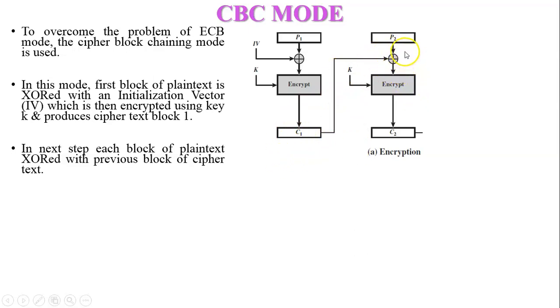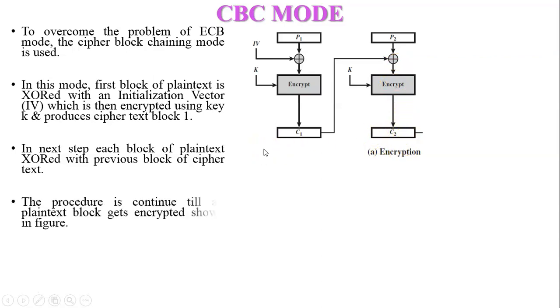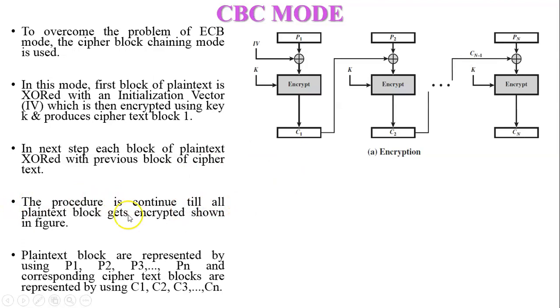So P2, plain text P2, is XORed, and the output of the XOR is given to the encryption algorithm, and it generates C2. Next, the procedure is continued till all the plain text blocks get encrypted, as shown in the figure. So this is P1, P2 up to Pn, and ciphertext C1, C2 and Cn is generated. Here in CBC mode, as you can see in this figure, no individual plain text generates its own ciphertext. So all the ciphertext is connected with all the process. Here P1, P2 up to Pn is the plain text, C1, C2 and Cn is the ciphertext.